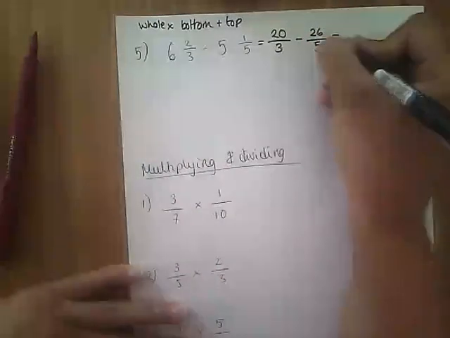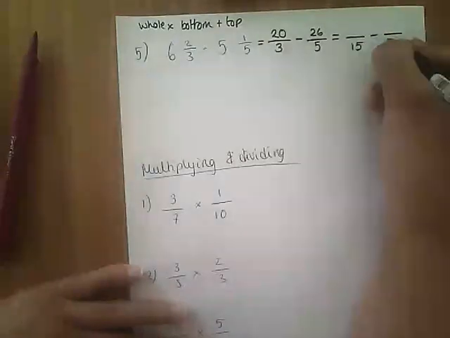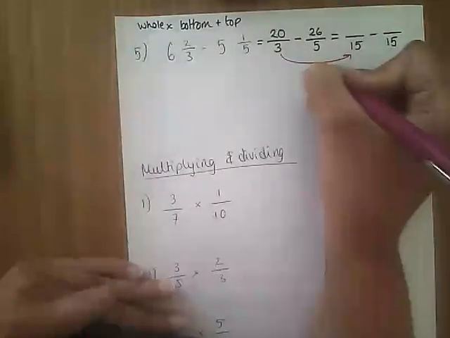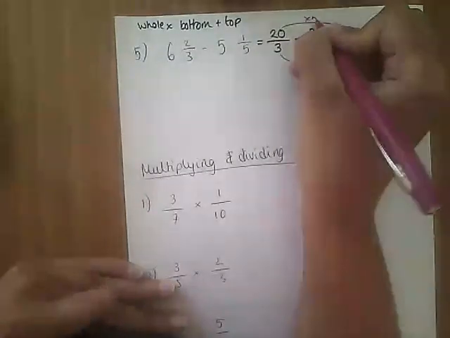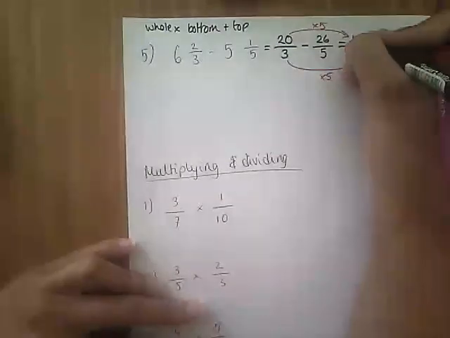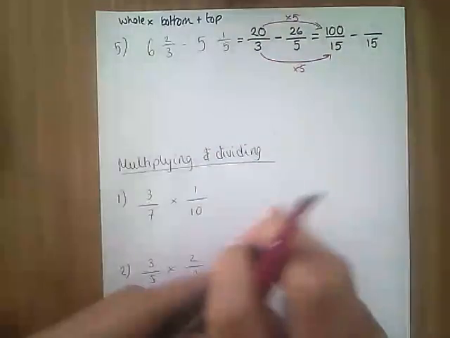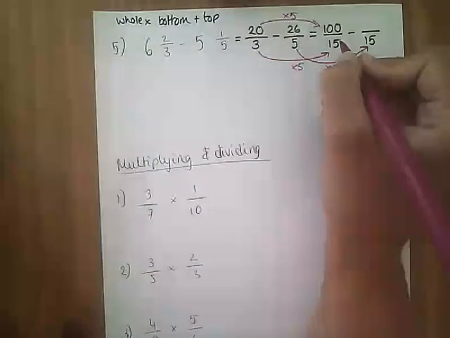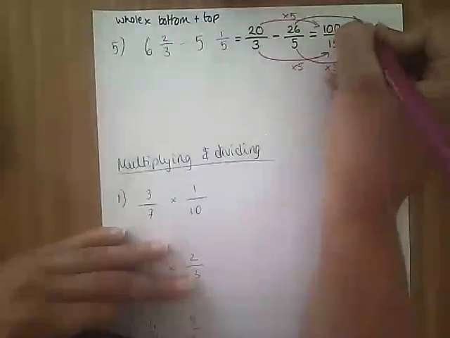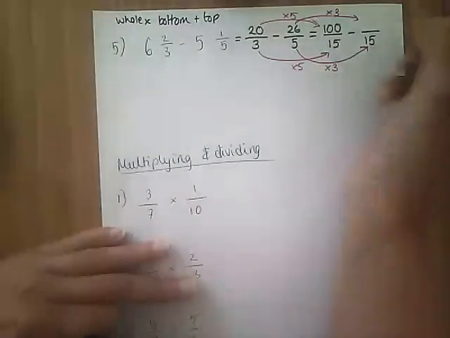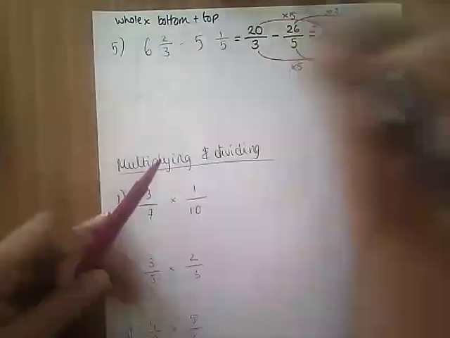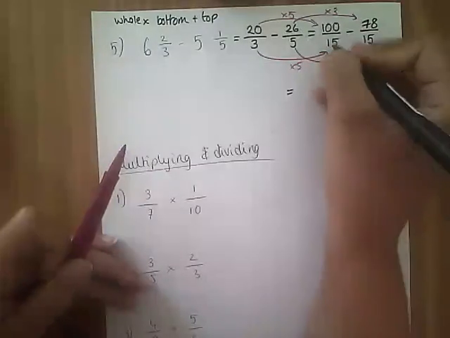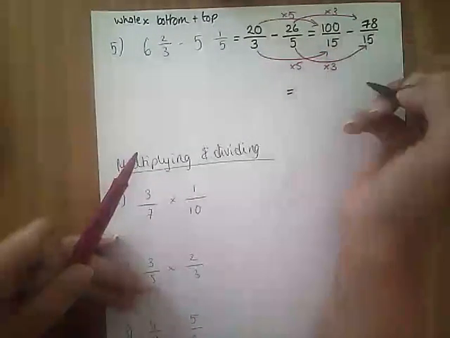Our common denominator, 3 times 5 is 15. How do I get the 3 to be 15? I times by 5. So what do I do to the top? I times by 5. 20 times 5 is 100. What have I done to the 5 to get it to be 15? I've times by 3. So what do I do to the top? I times it by 3. Okay? 26 times 3 is 78. We've then got 100 over 15, take away 78 over 15.